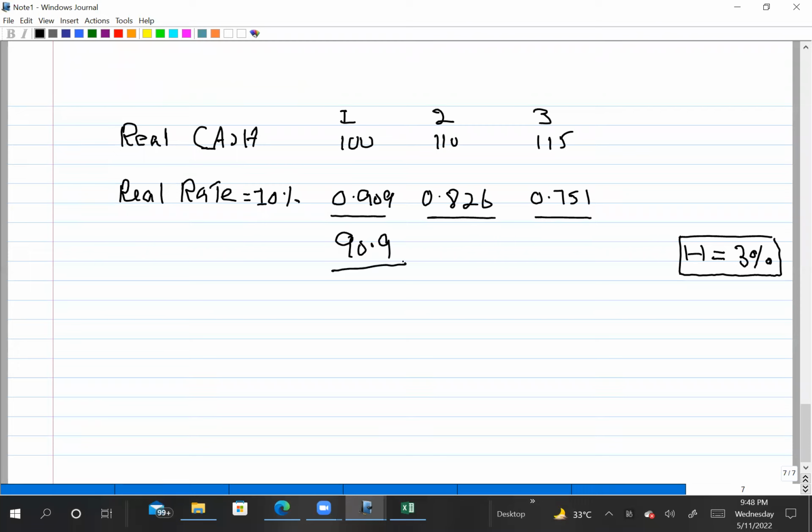$90.9, $90.86, $86.365. This will be the present value in real terms.